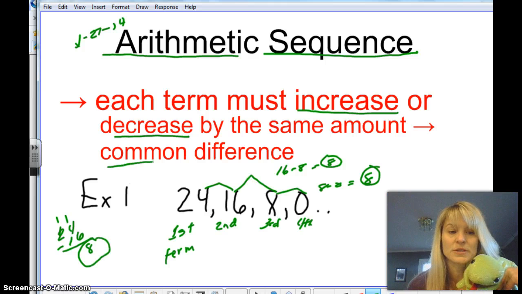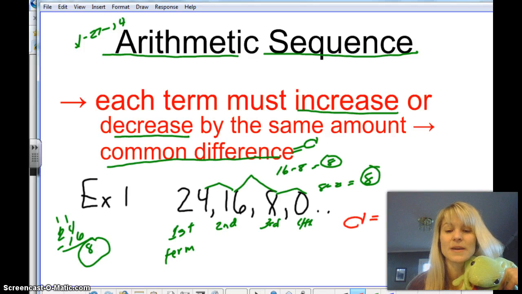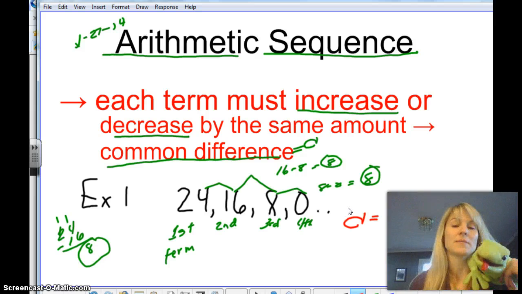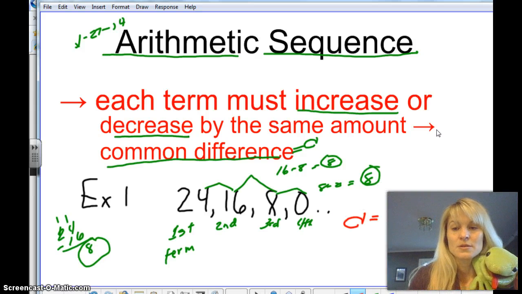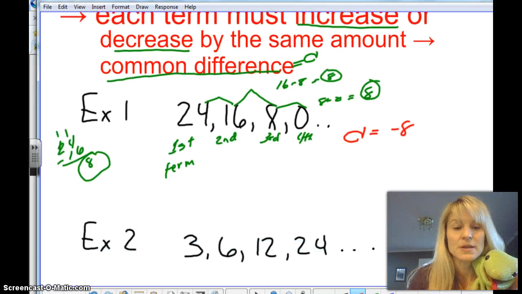And that is called your common difference. It's labeled with the letter D for difference. So here, for this sequence, I would say my common difference is -8, since it's decreasing by 8 each time. Okay, makes sense? So an arithmetic sequence has to go up or down by the same amount each time, and that amount is called the common difference.